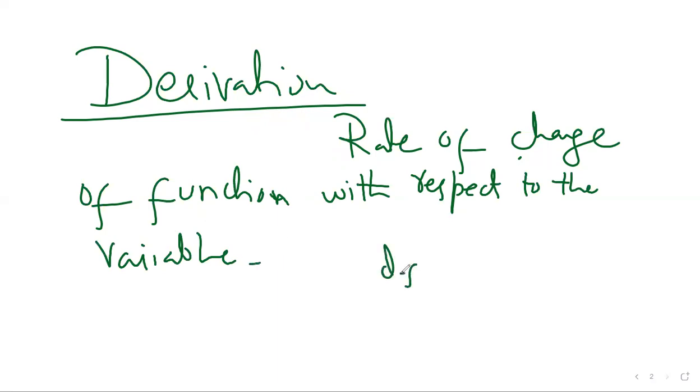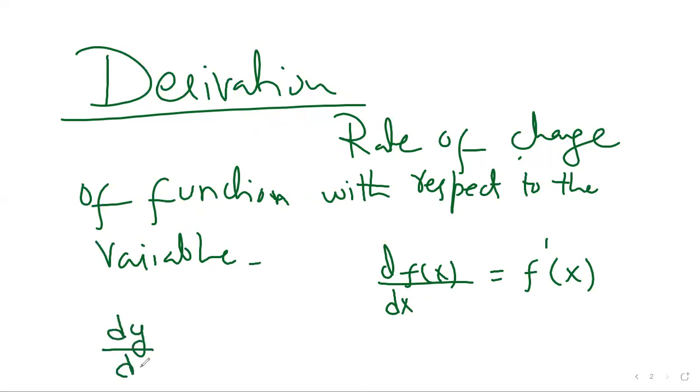Like d of f of x upon dx is equal to f dash of x. This is the representation of the first derivative, or derivative. The more symbols that usually express it are like dy upon dx, y prime, sometimes y1 in the subscript. They all are the representation of the first derivative.